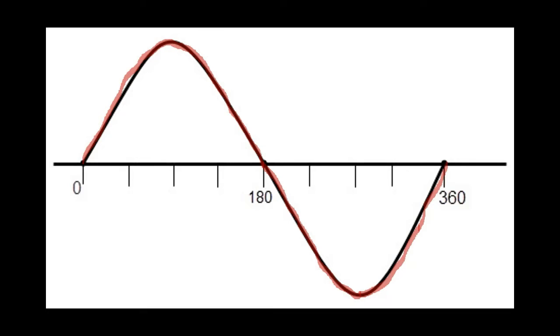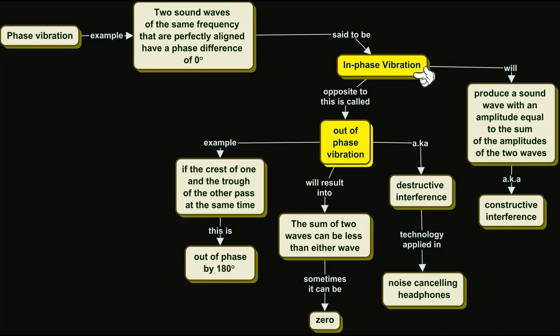An in-phase wave is also known as a constructive wave. Why? Because the two amplitudes are aligned, and the summation of the two amplitudes, such as the two crests and the two troughs, will create a much bigger or higher amplitude than the original waves. And now, in-phase vibration or in-phase wave.